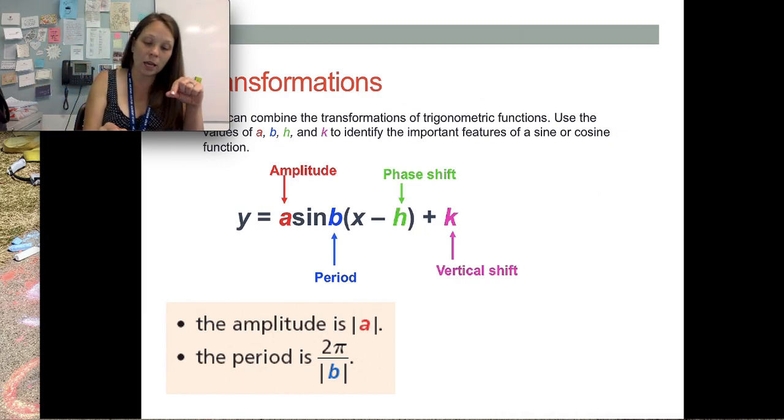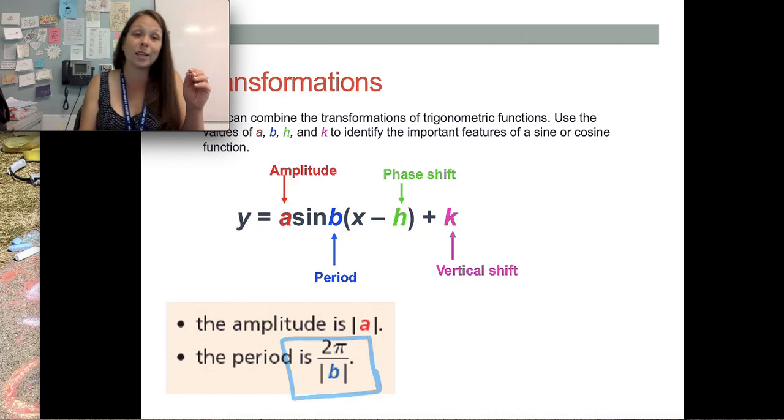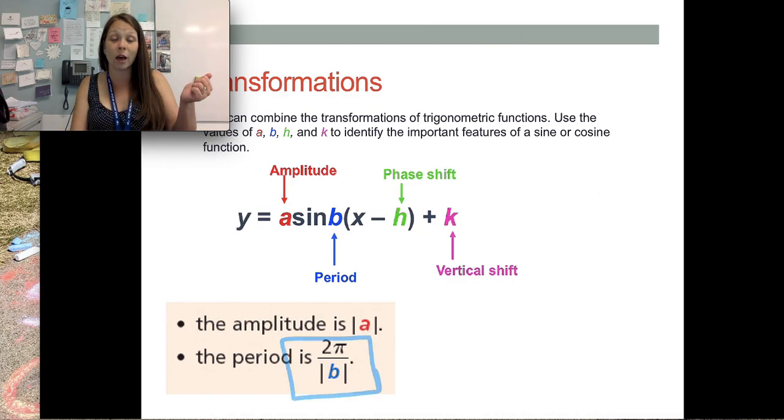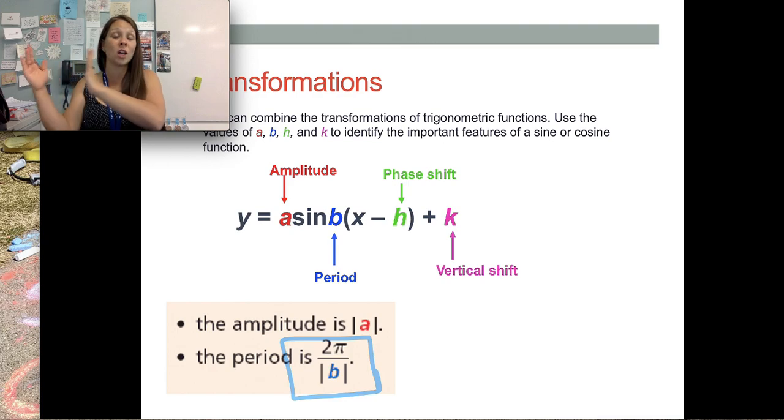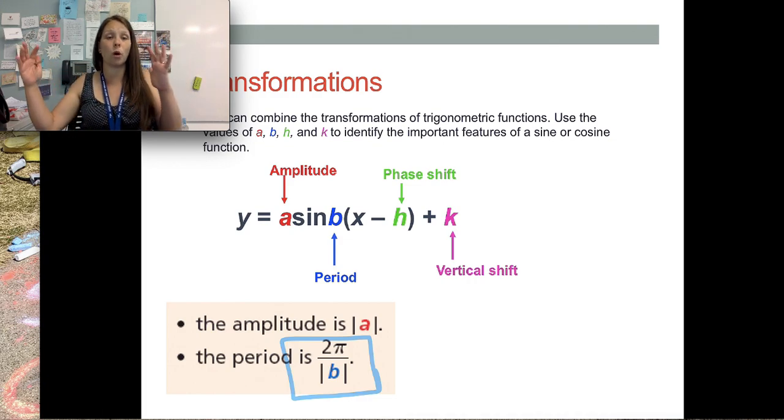B is the period, and the way we calculate that is by taking 2 pi divided by the absolute value of b. So we'll work through what that is going to look like here. And that's going to tell us how long each cycle is before it goes on repeat again. We have what's called a phase shift, which is going to move your entire wave forward or backwards, and then a vertical shift, which will move the entire wave up or down.